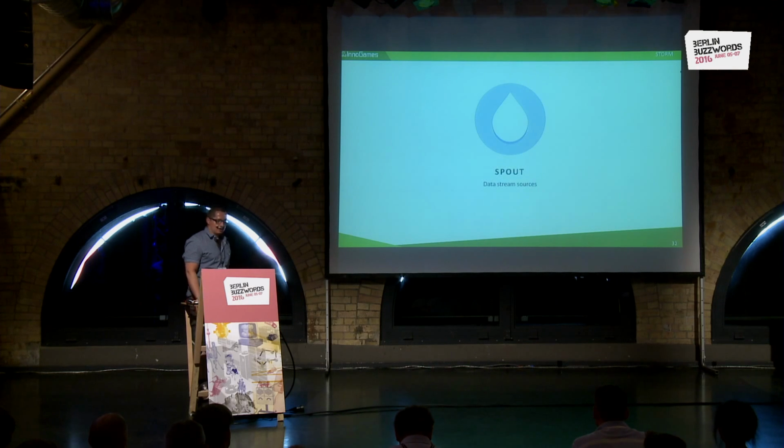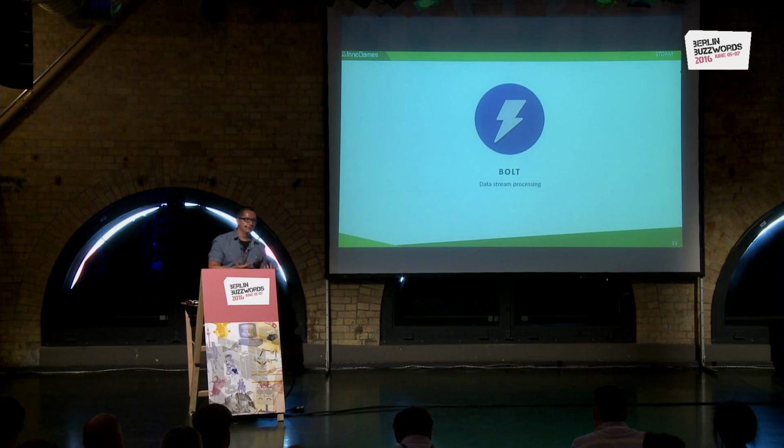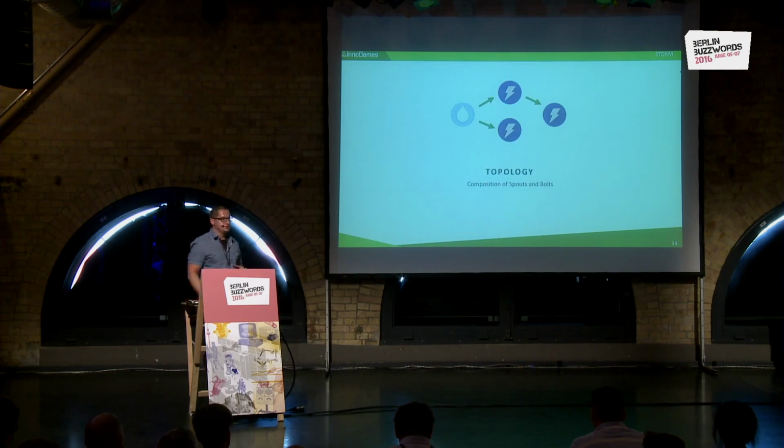Storm has spouts, which are basically the sources of data streams. Storm has bolts. Within bolts, you do the actual processing. You can also generate new data streams out of those bolts. And in the end, you have a topology, which is just a composition of those components. So very, very simple, basically.